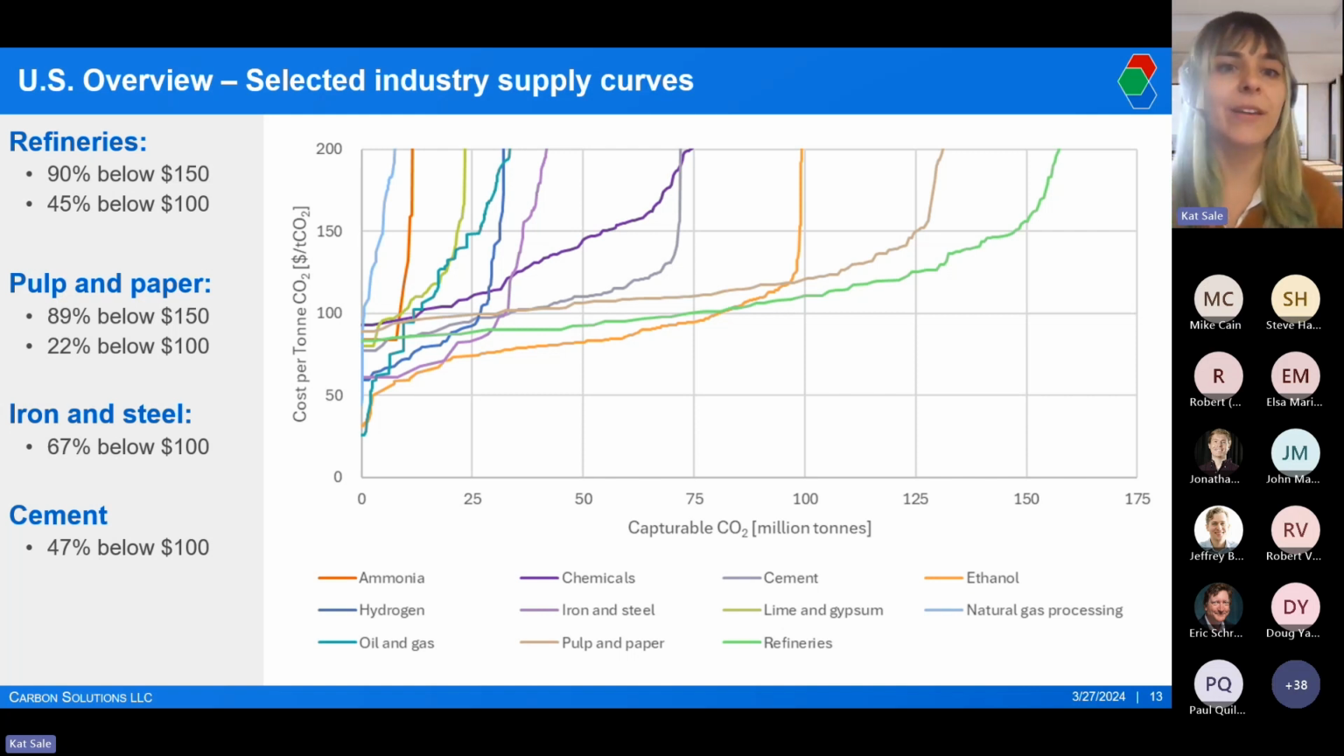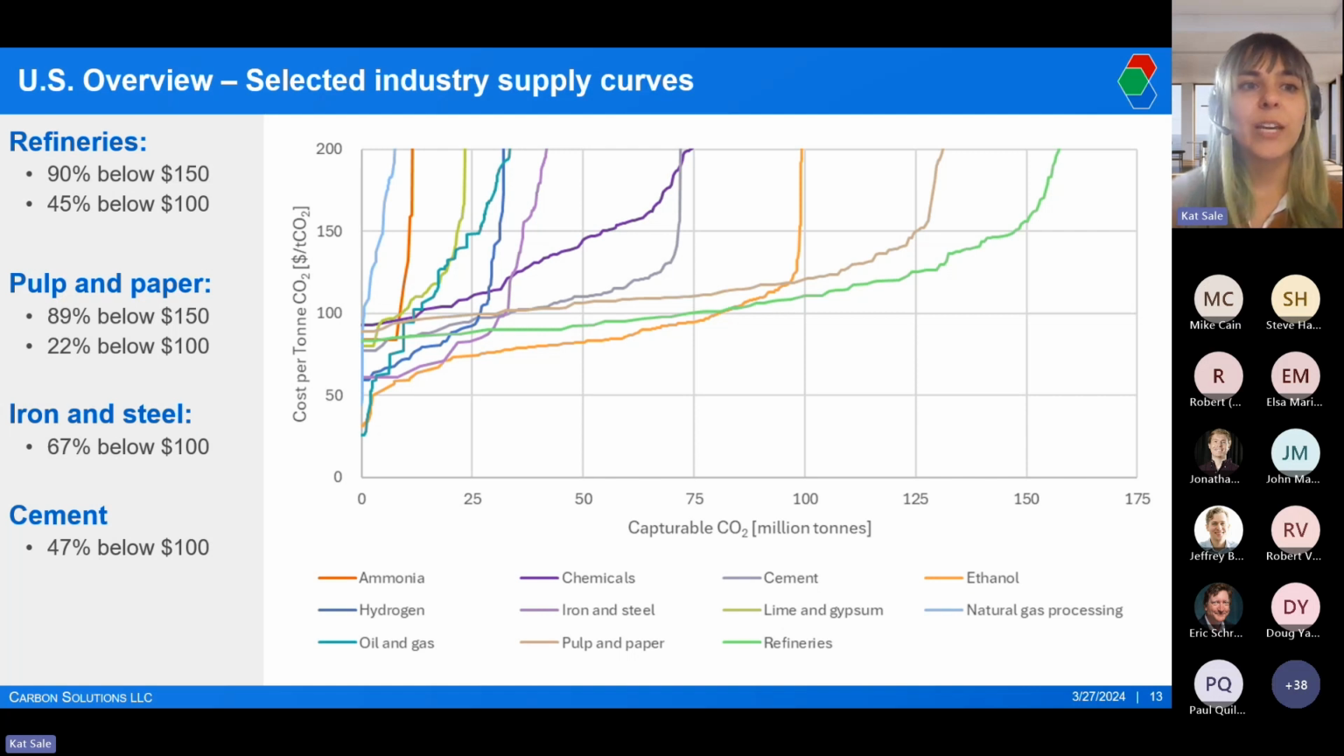So some things to point out here is that we have refineries here in green. These are our highest quantity of capturable CO2, and 90% of these streams are below $150 per ton, and 45% of them are below $100 per ton. The next one to look at would be pulp and paper here, this brown one, where 89% is below $150 and about 22% is below $100.